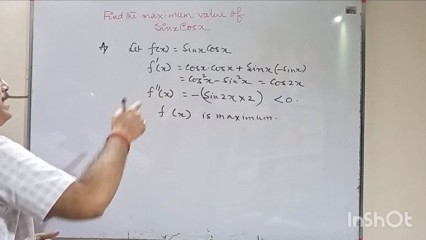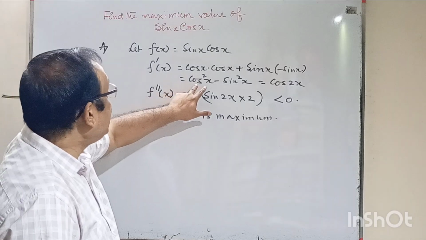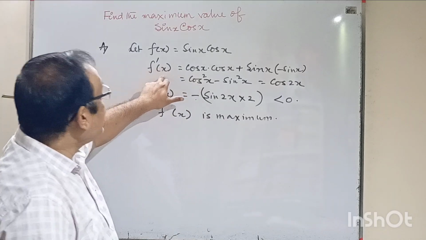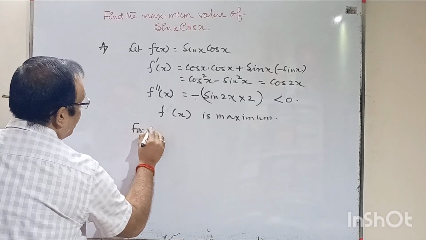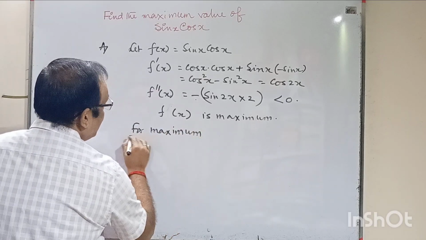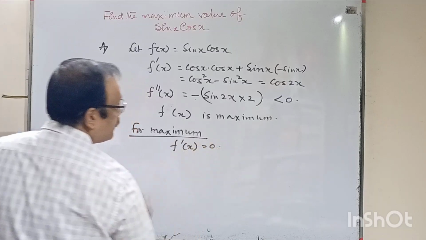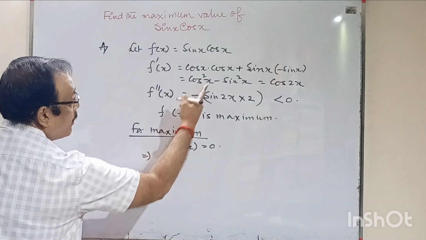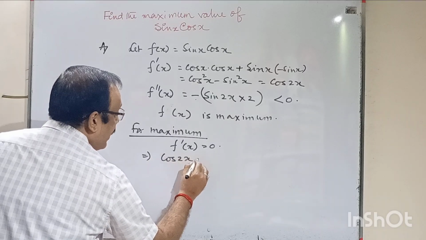Now the question is, where is it maximum? How do we get that value? For a maximum, f dash x must be equal to 0. I have proved it is a maximum, and for maximum the logic is f dash x must be equal to 0. So f dash x is cos 2x equal to 0.